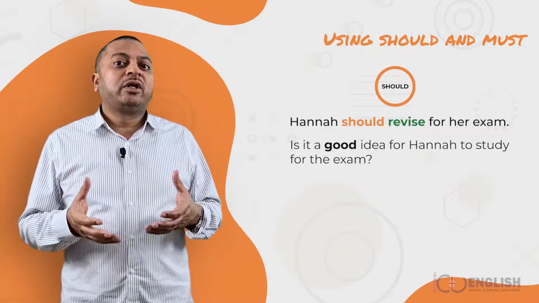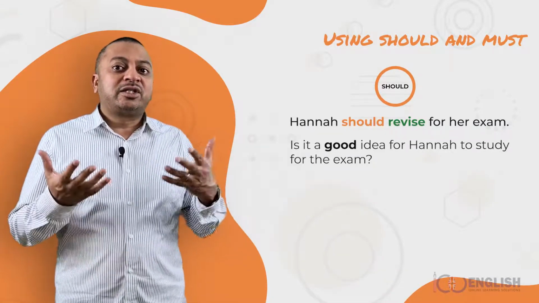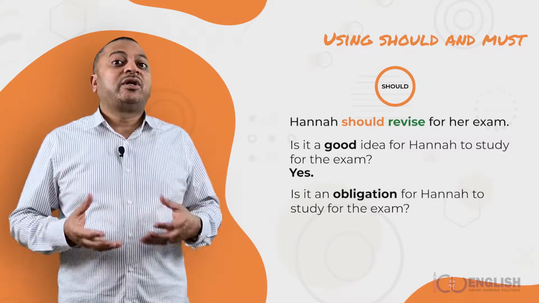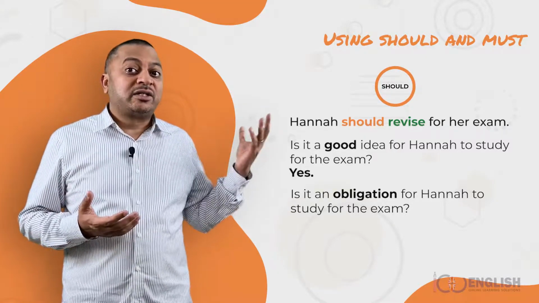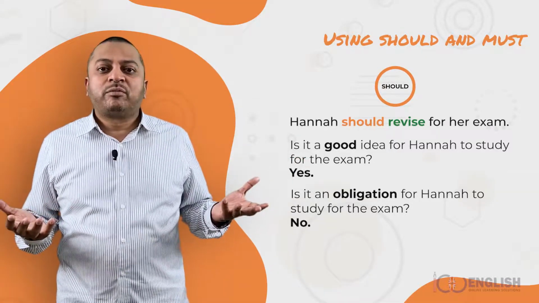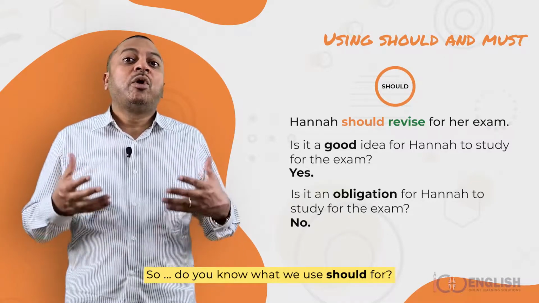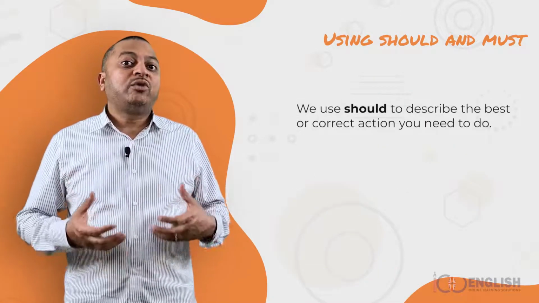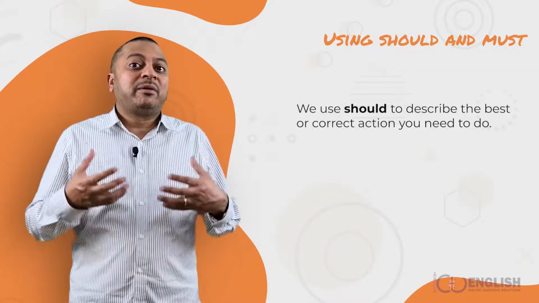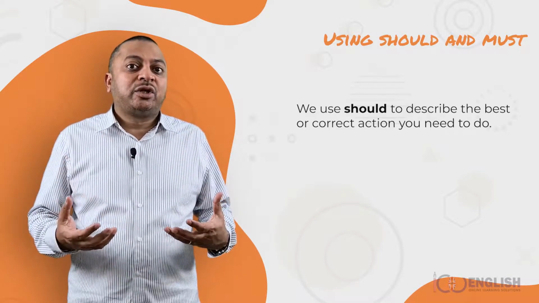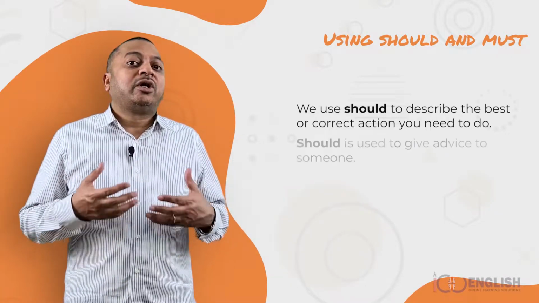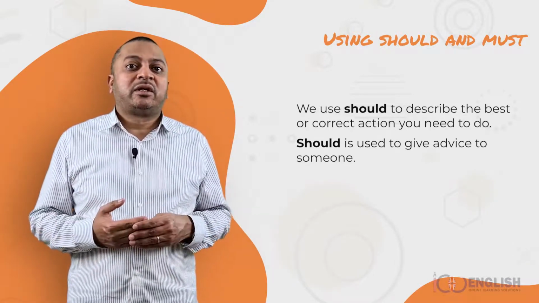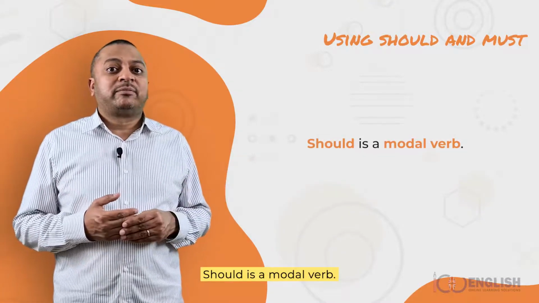Is it a good idea for Hannah to study for the exam? Yes. Is it an obligation for Hannah to study for the exam? No. So, do you know what we use should for? We use should to describe the best or correct action you need to do. Should is used to give advice to someone. Should is a modal verb.